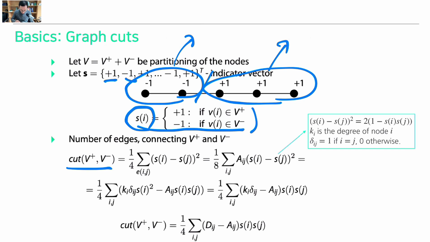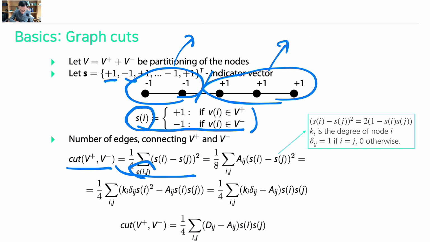The cut could be defined like this. It should be considered only if there is an edge between the V plus and the V minus, and to make it the same, we need to multiply by 1/4. So we start with the definition, and we can develop more.